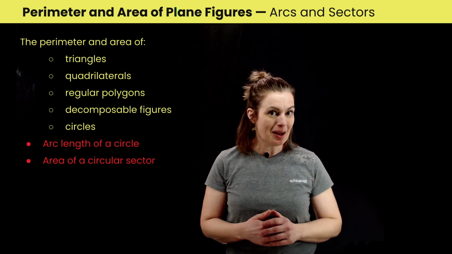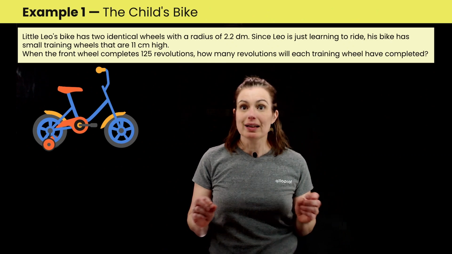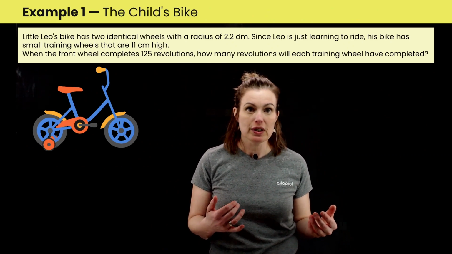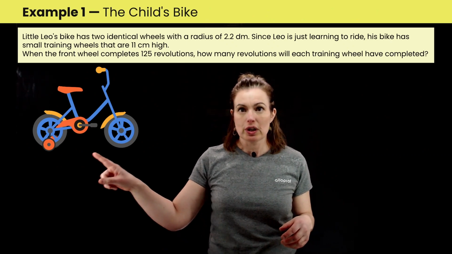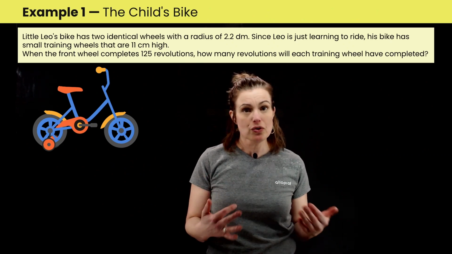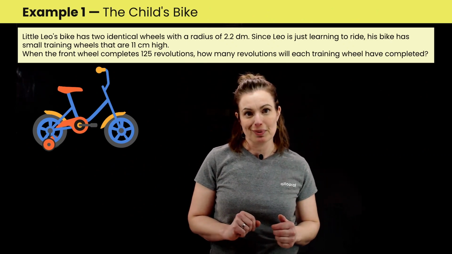So in our first example, we have little Leo's bike, which has 2 identical wheels with a radius of 2.2 decimeters. Since Leo is just learning to ride, his bike has small training wheels that are 11 centimeters high. When the front wheel completes 125 revolutions, how many revolutions will each training wheel have completed?